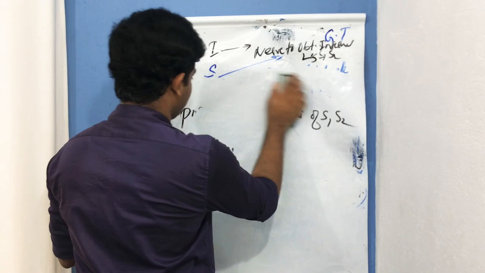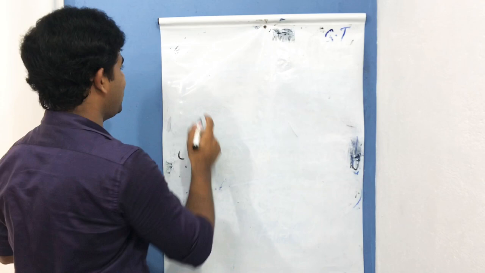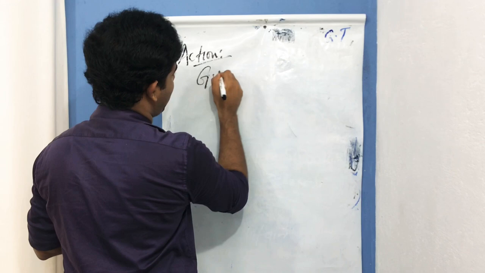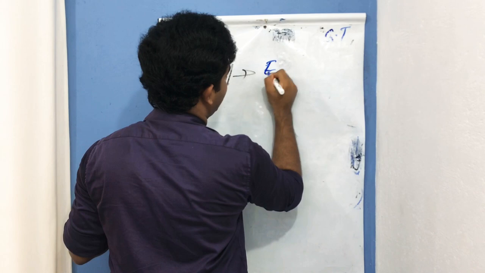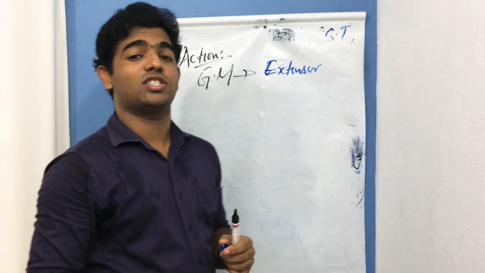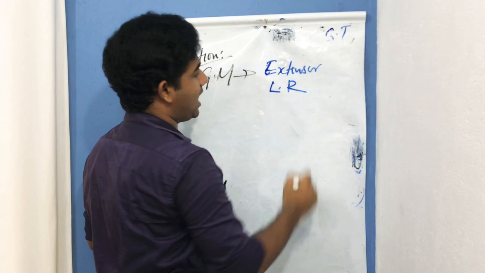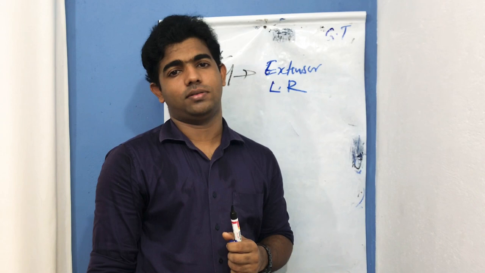And finally, we move on to the last aspect, that is the action of these muscles, right? Action, very, very important. You have to remember, gluteus maximus, never forget, it is the chief extensor of the thigh region, of the hip. It is helping in maintaining posture. It is a chief extensor as well as lateral rotator of the hip.